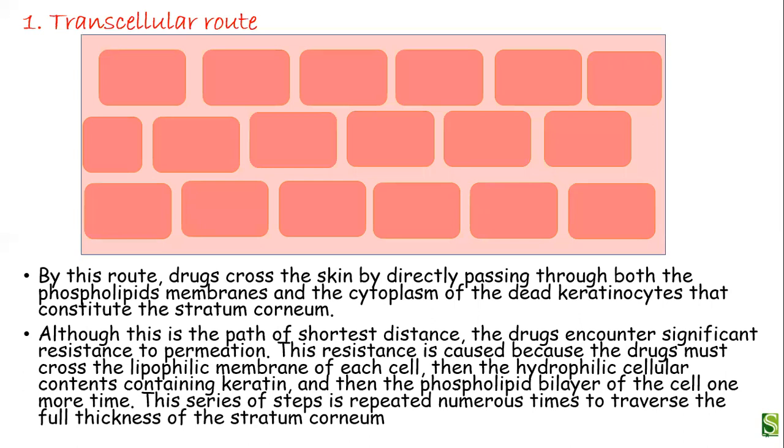Now suppose this is your skin. The pink blocks are the keratinized cells. This is your drug molecule in the transcellular route. Once you apply the dosage form on the outer part of the skin, the drug will directly move through the cells. So in this case, the resistance will be higher. Now we will see what happens in the intercellular route.